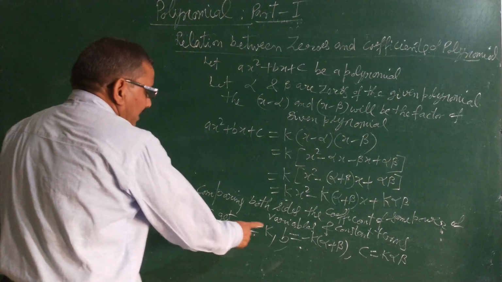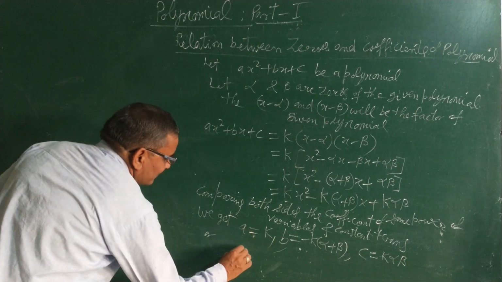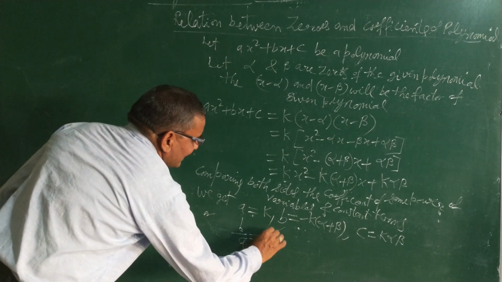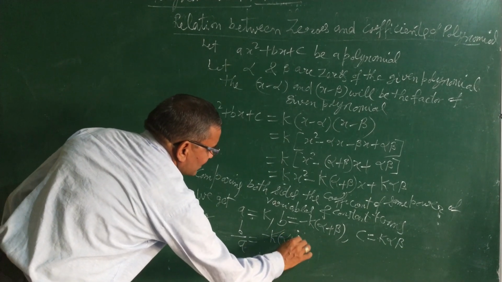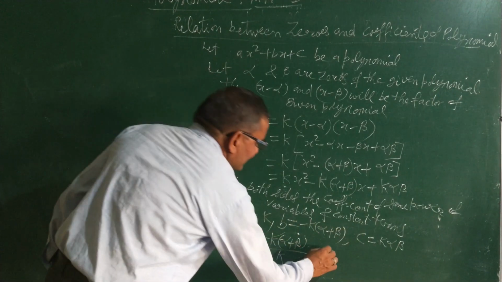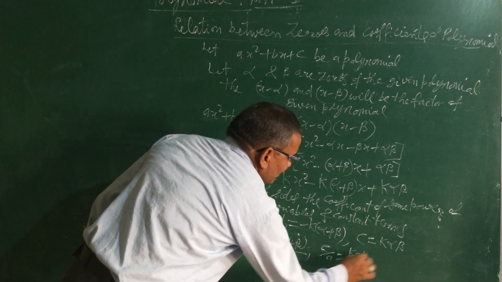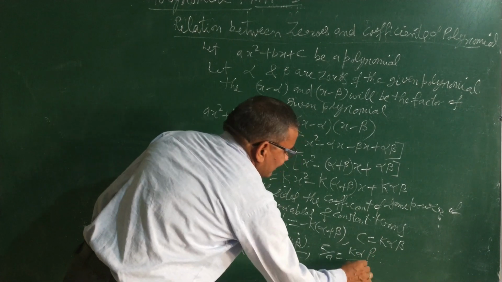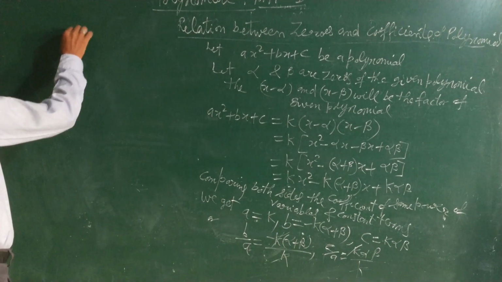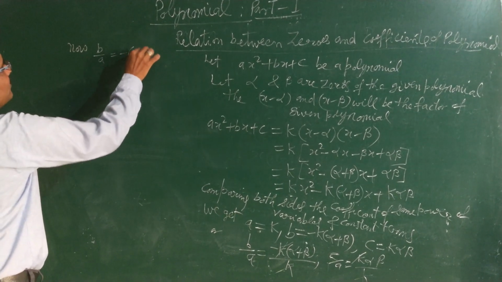Now we have to find out the ratio between b and a. Now divide b by a. Dividing b by a, we get b by a is equal to minus k times alpha plus beta upon k, and dividing c by a, that is equal to k times alpha beta upon k. Now k and k cancelled out. Here k and k cancelled out. So left side, now b upon a is equal to minus alpha plus beta.